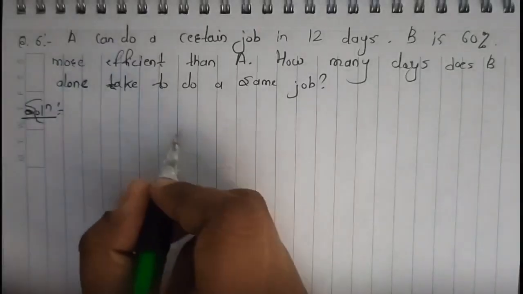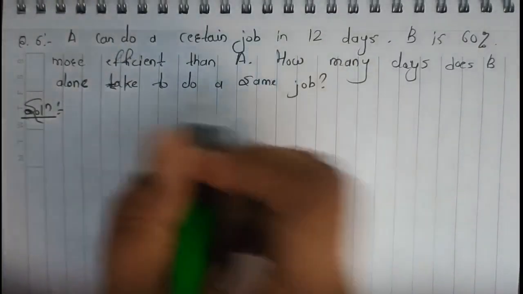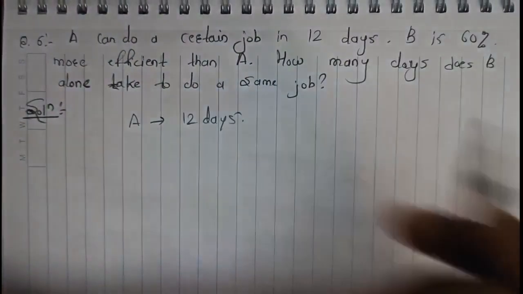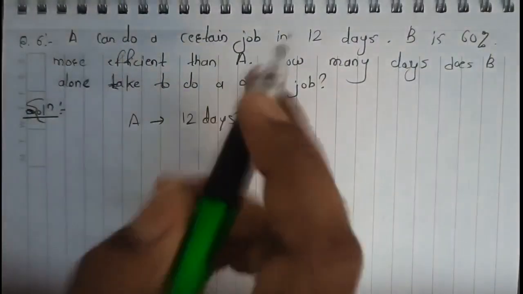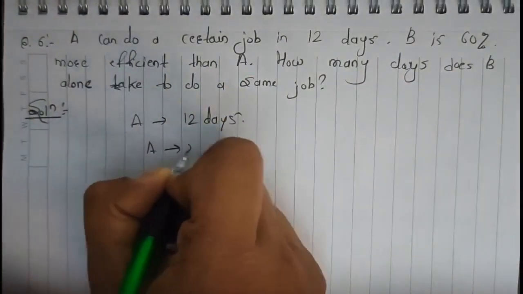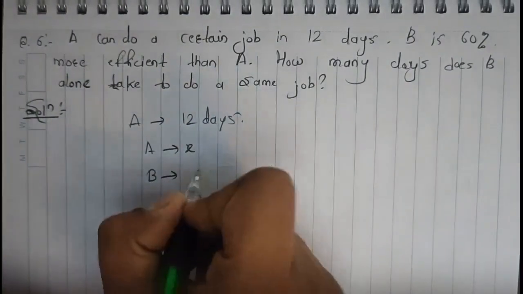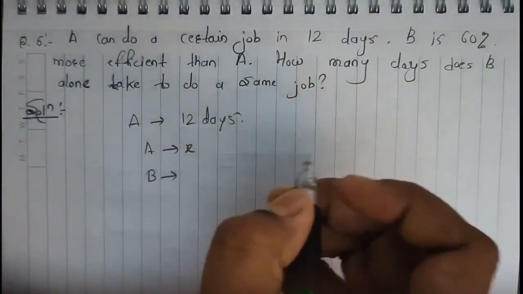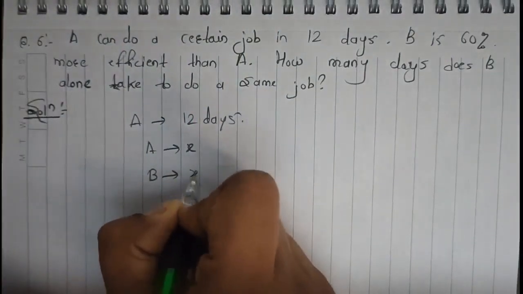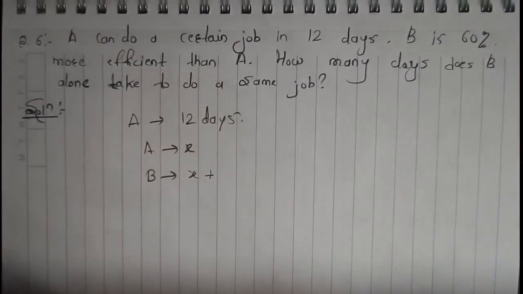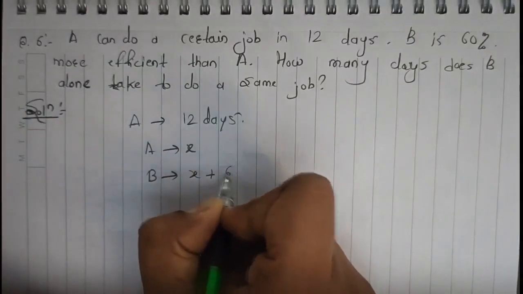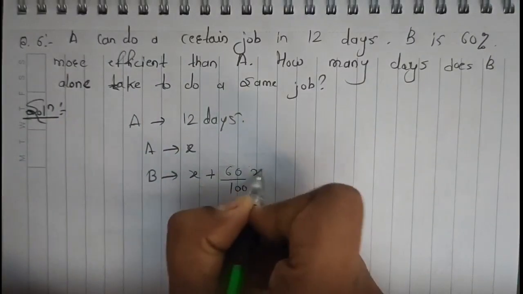So now this is the sixth type of question. A can do a certain job in 12 days, so we have data for A, and B is 60% more efficient than A, right? So just consider A's efficiency as X, and B's efficiency would be 60% more. More means what? Plus. Whenever we see more, we have to use plus. So X plus 60% of X, that is 60 by 100 of X.